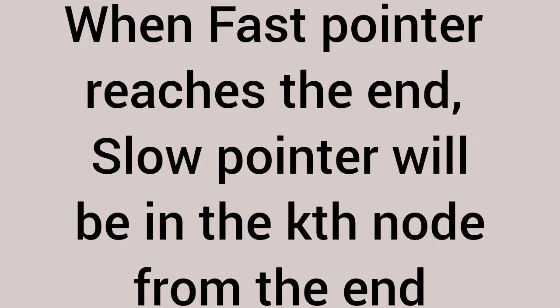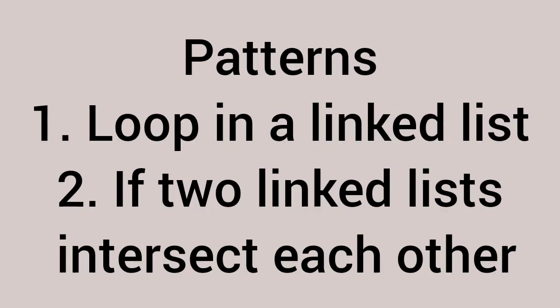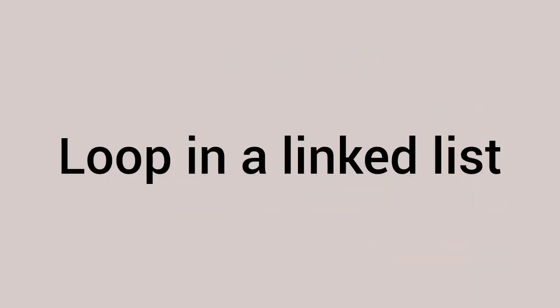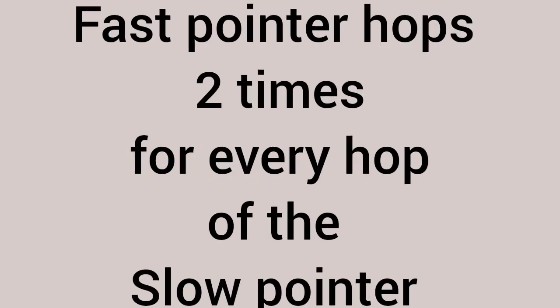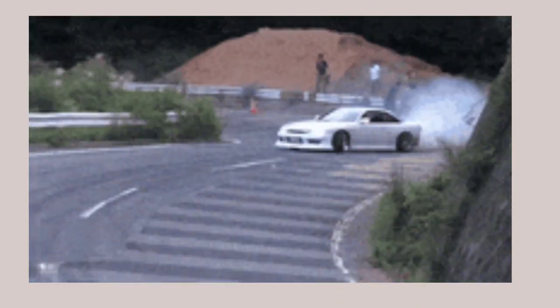The same technique can be used to detect if a linked list has a loop or if two linked lists intersect each other. An easy way to detect if a linked list has a loop or not is to use this technique. So the fast pointer moves two steps at a time while the slow pointer moves one step. It's much like two cars racing around a track at different speeds.